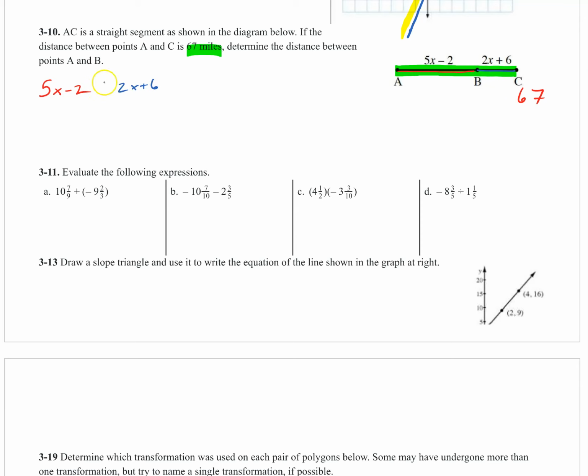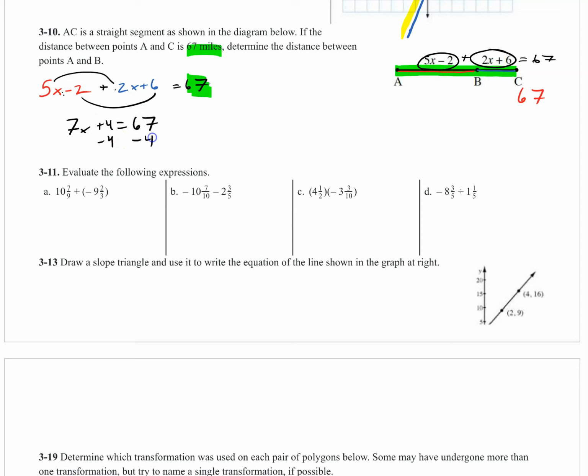And what we're going to do with those is we're going to add them together. And if we add these two distances, it should add to 67. So I know it's a little weird because there's variables, x, but you're just adding together these two distances, add them up, and it should equal 67. Once you do that, it gets a little bit easier. Just make sure you combine like terms. So we have 7x plus 4 equals 67.